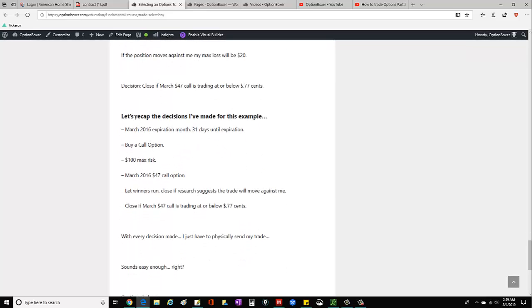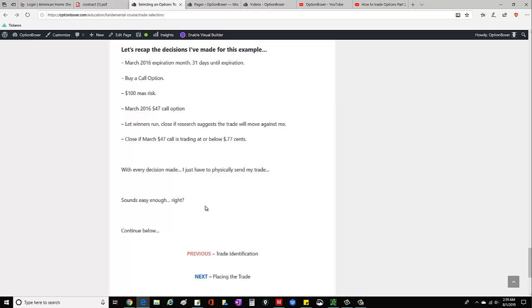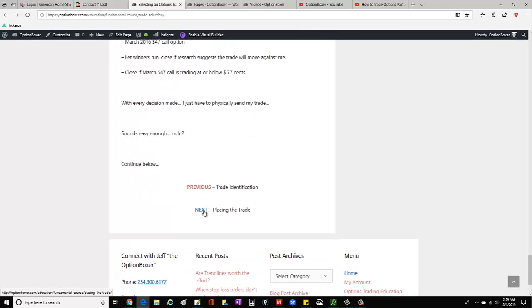So recapping what we just looked at there, the March 2016 expiration month was the contract month we were going to trade. That has 31 days till expiration. We're going to buy a call option and we're going to risk $100 as our maximum risk. We're going to buy the 47 call option. And let winners run, so close if research suggests the trade will move against us. And we're going to close if the call is trading below 77 cents. All right, so next video, we're going to look at placing the trade.